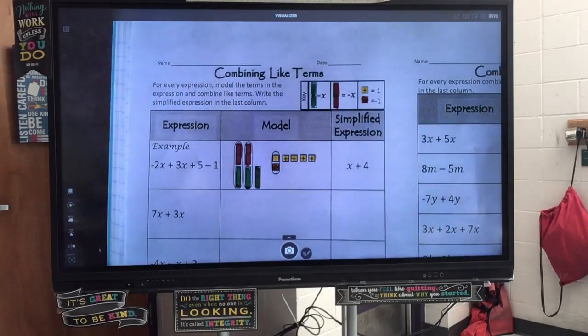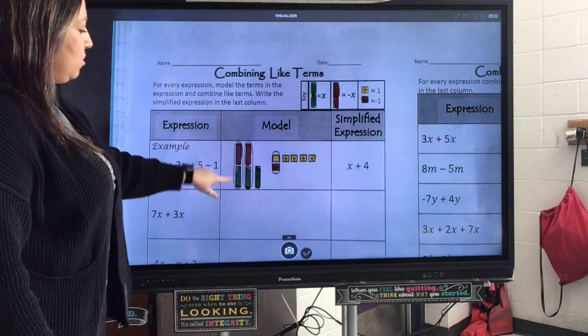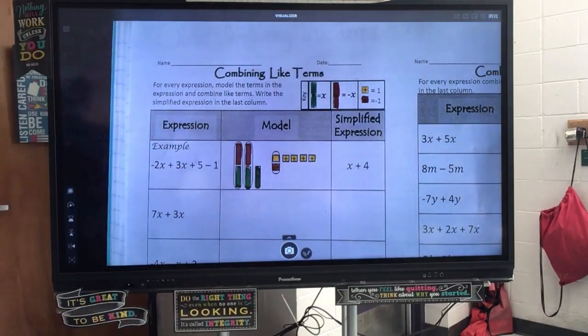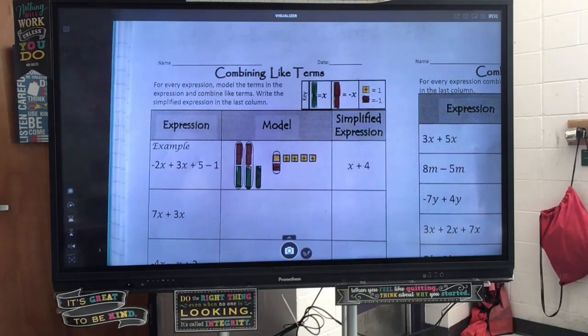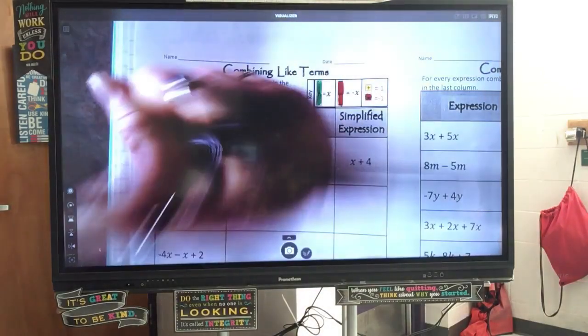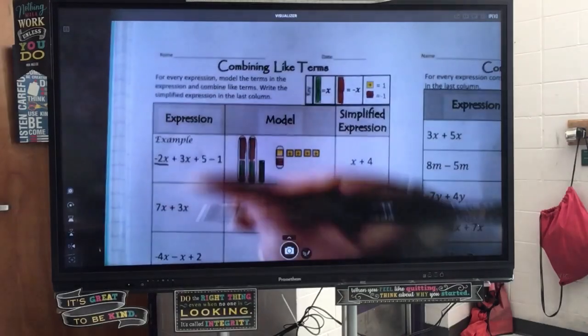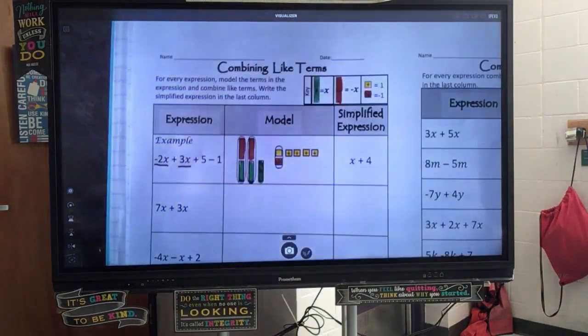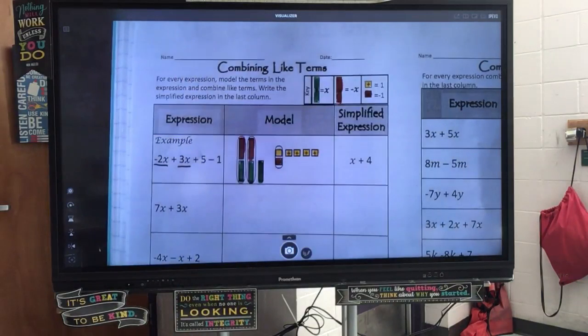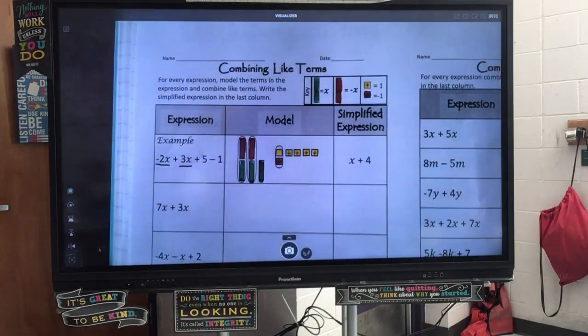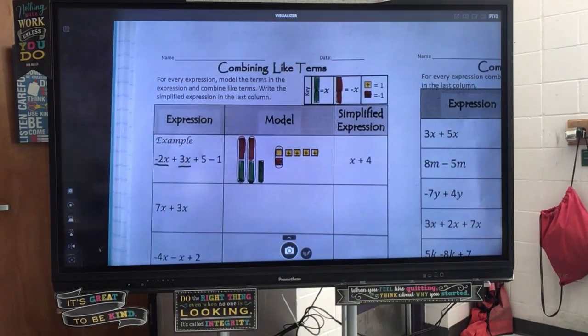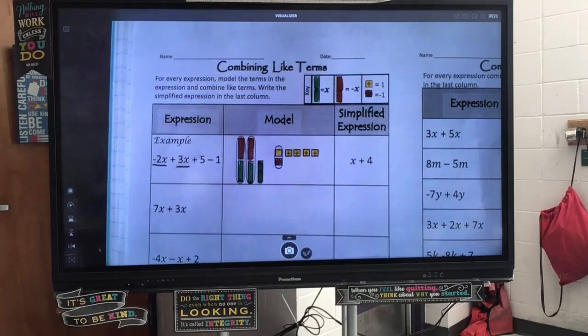Now you will notice that they circled these two and these two. Why do you think they circled those two? So you have negative 2x, right? And a plus 3x. Can we combine the negative 2x and the 3x? Some of you are saying yes, some of you are saying no.